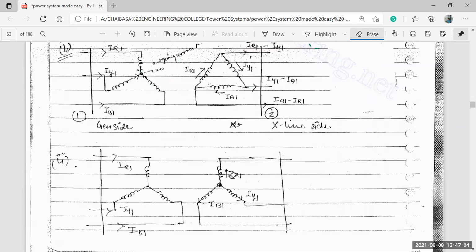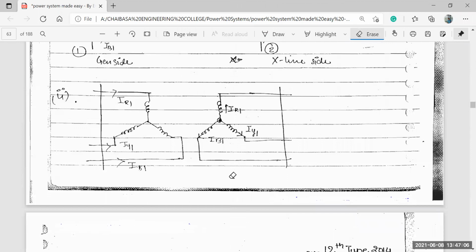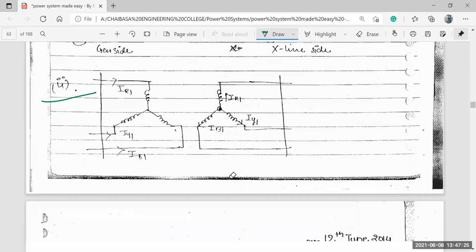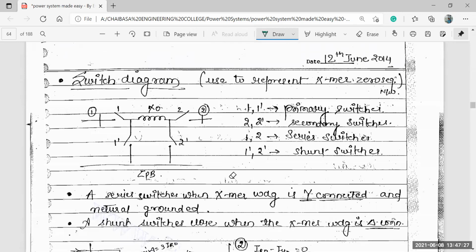Okay, now the second one is over here. See, this is your shorted part, this is your transmission line, and this is, sorry, this was the transformer. This is also your transformer. Switch diagram used to represent transformer zero sequence.